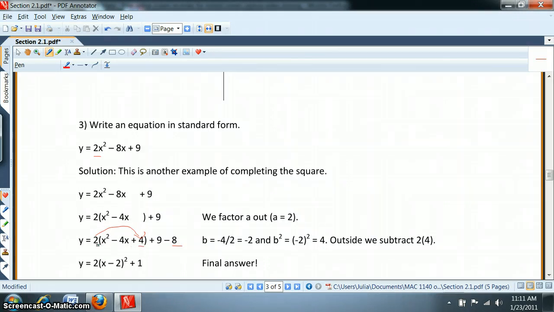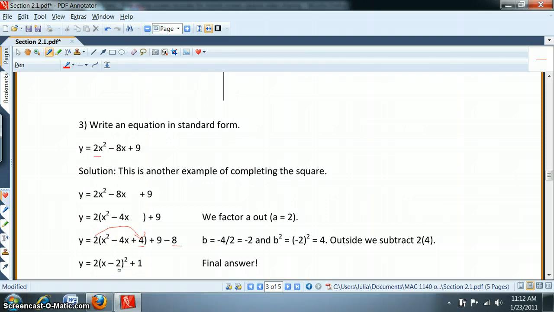However, because there is a 2 on the outside, we have to distribute it: 2 times 4. That's how come we get 8, and that's why we subtract negative 8 on the outside. And again, let us simplify. X squared minus 4x plus 4 is actually (x minus 2) squared.